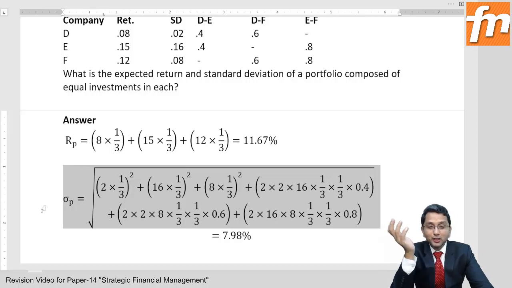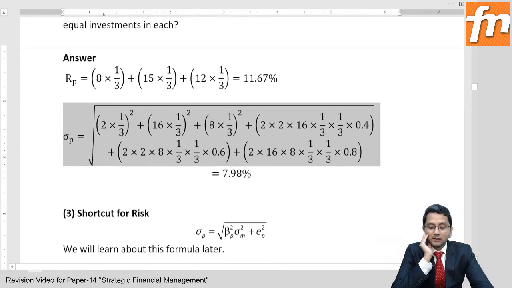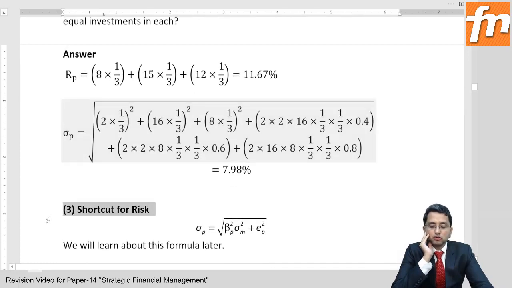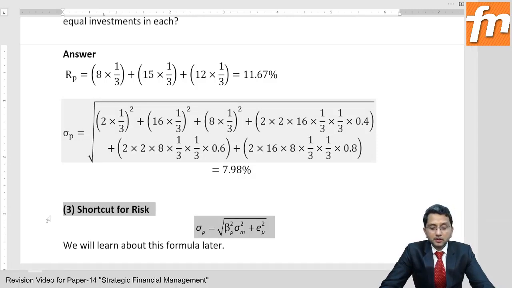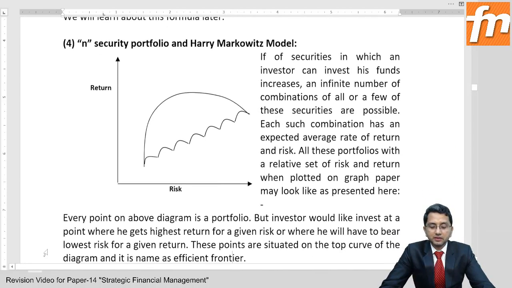What about 100 securities? That will go with the same pattern, but it will become a very, very lengthy formula. So there can be a super shortcut. If you use this formula, you can calculate the risk of the portfolio even for 100 securities. Sigma P is under root of beta square P into sigma M square into EP square. This formula is based on the characteristic line, hence we will study it later.